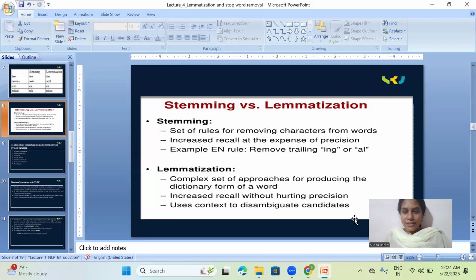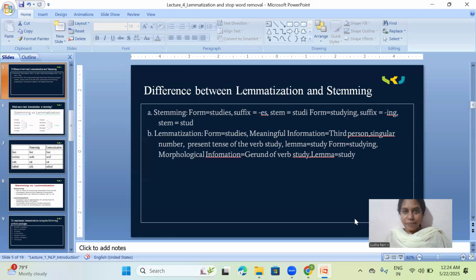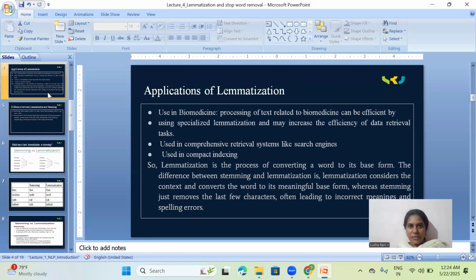We saw all these things in today's class, and the main part I want to tell you again and again is to understand how to identify the difference between stemming and lemmatization. This is very important for any type of work. Once again, I am telling you the difference between stemming and lemmatization.